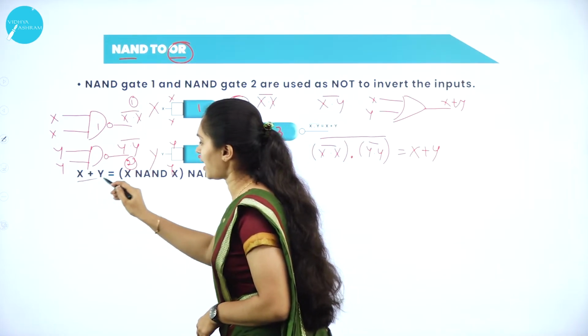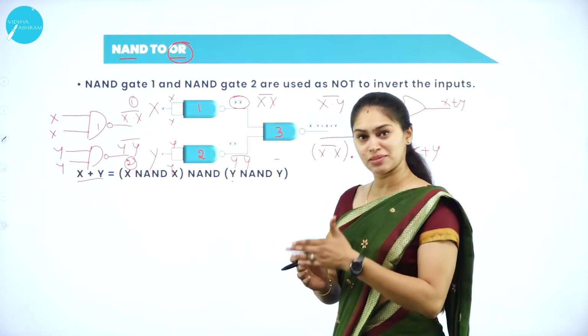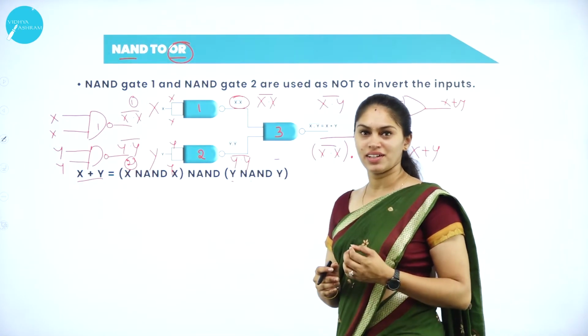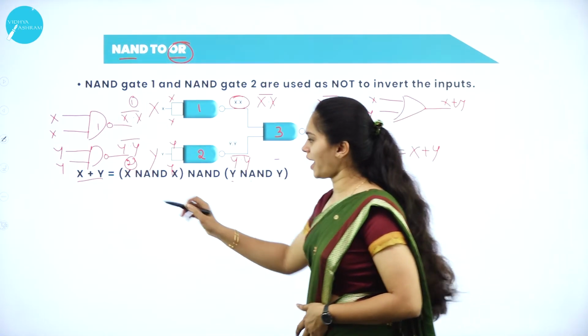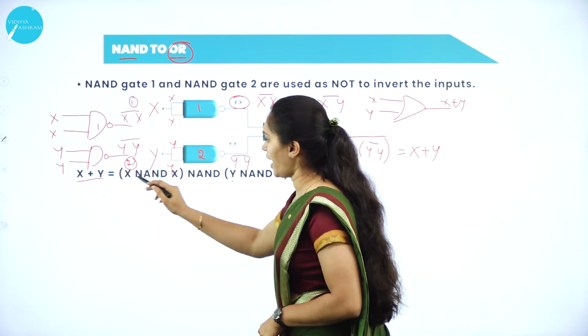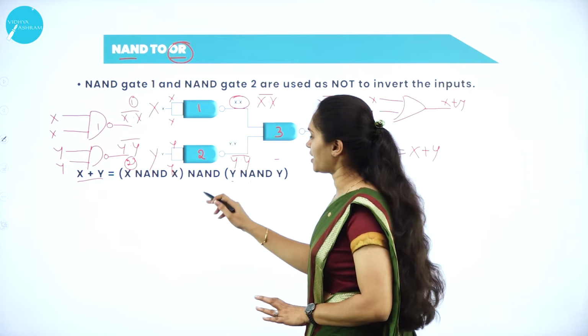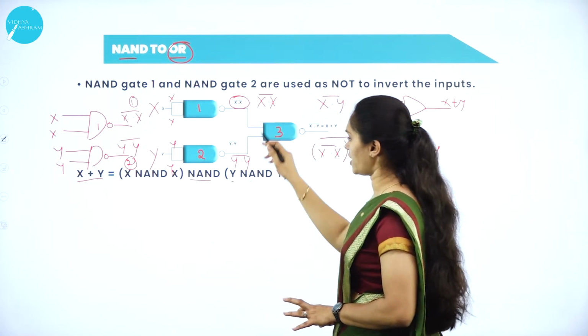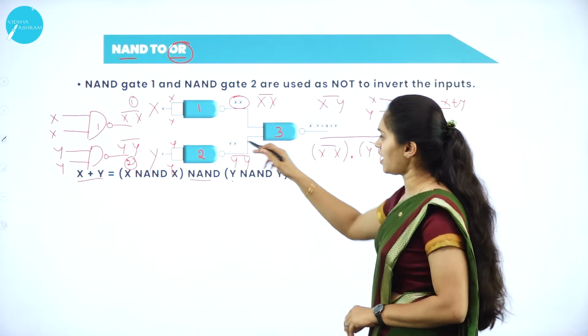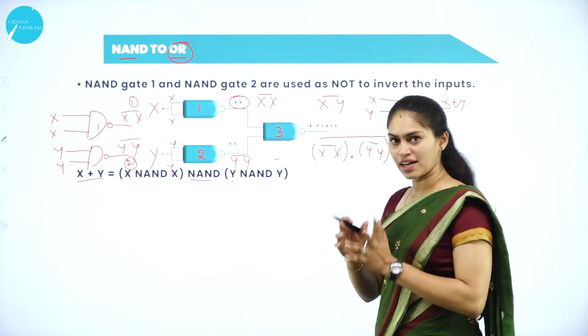So what will be the output? What I am expecting is x plus y. Why? Because we are converting from NAND to OR. So x plus y is equal to x NAND x, and we know that this is one of the inputs for the first NAND gate, and we are performing a NAND operation, and y NAND y is the other input, that is from NAND gate 2.